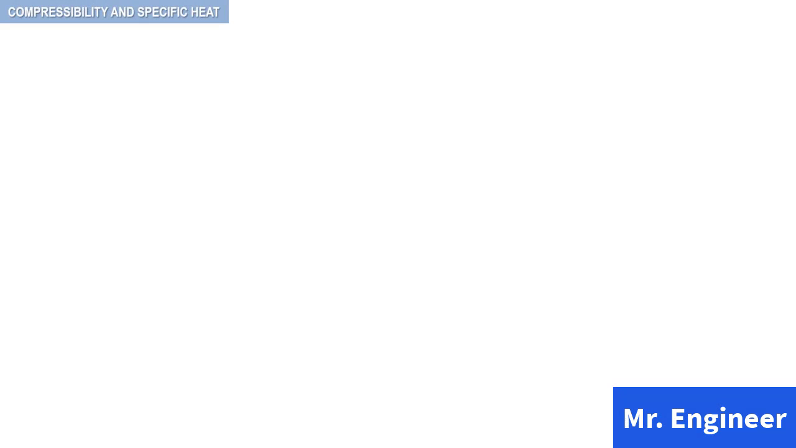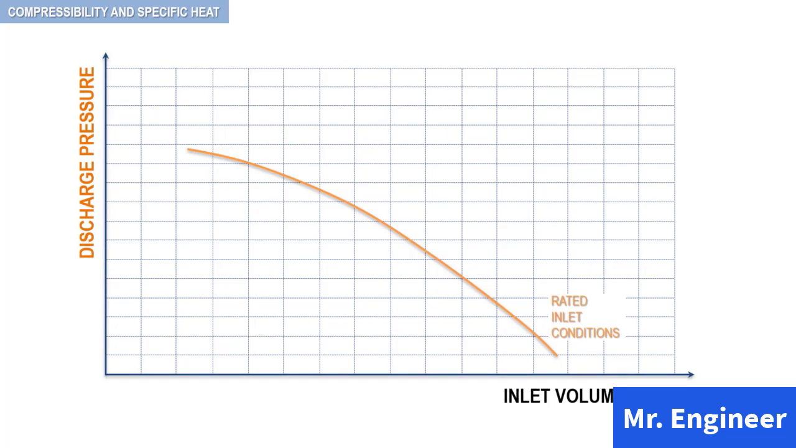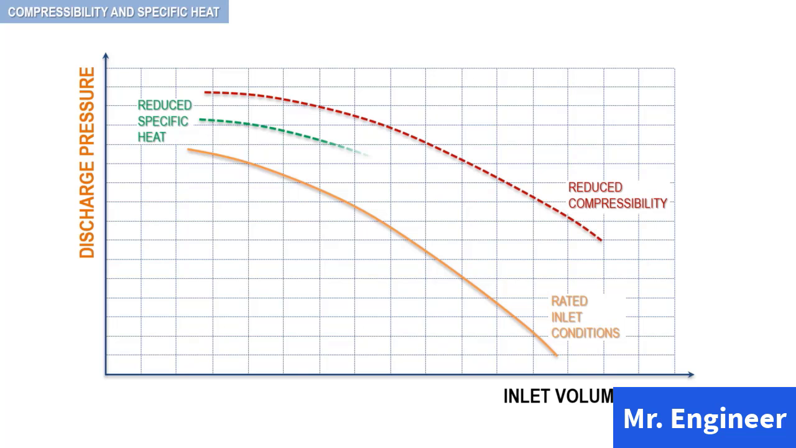For centrifugal air compressors, the variations in inlet compressibility and specific heat ratio are so slight that we can almost always ignore them when analyzing performance. However, for gases other than air, the changes in these parameters may be significant. The following figure shows the directional effect of a change in compressibility only, and in specific heat ratio only.